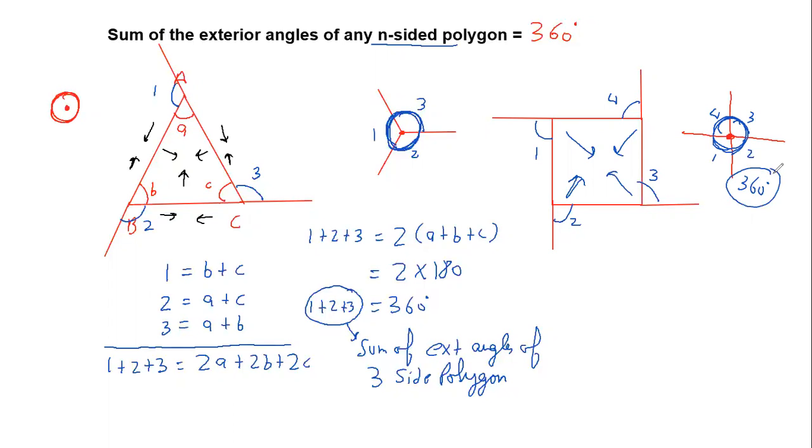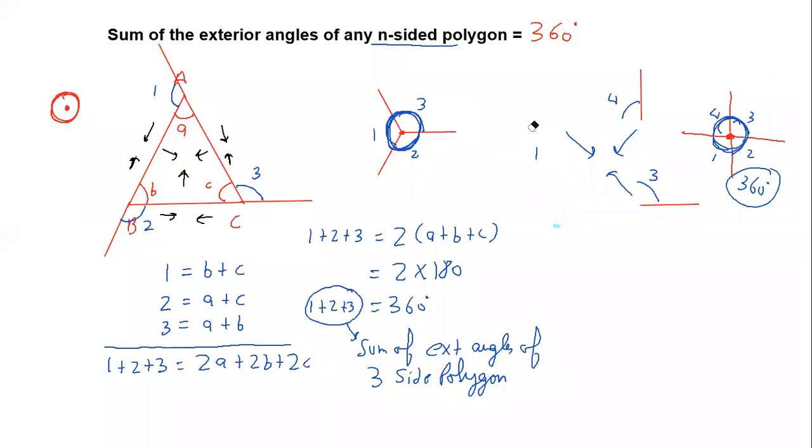So the bottom line is the sum of exterior angles for any n side polygon will always be 360 degrees. So whether it's a triangle or a quadrilateral or a hexagon, it really does not matter. So I hope this part is clear.